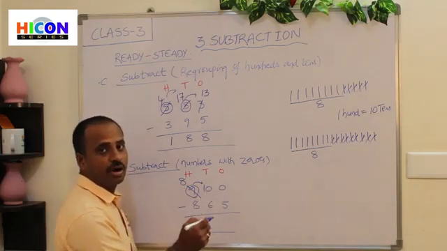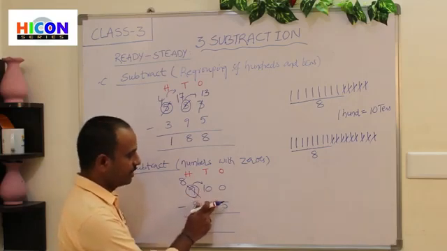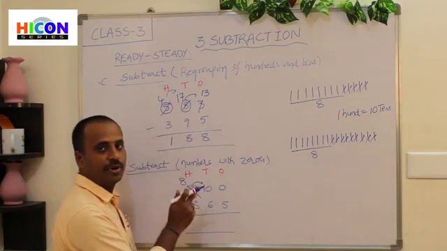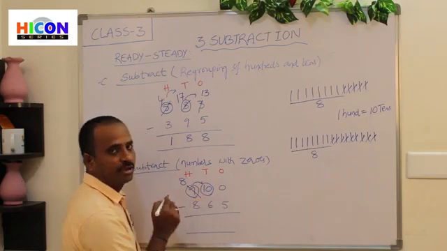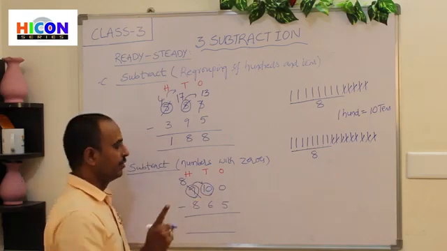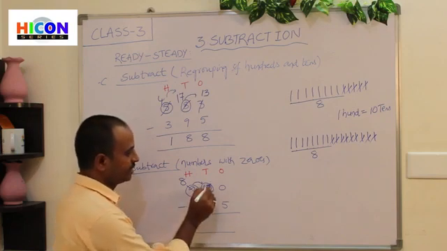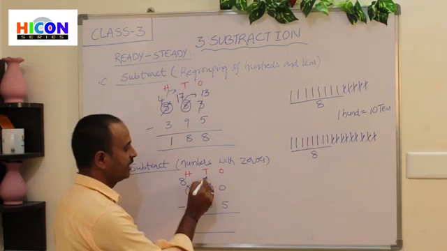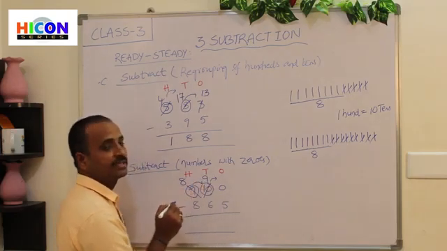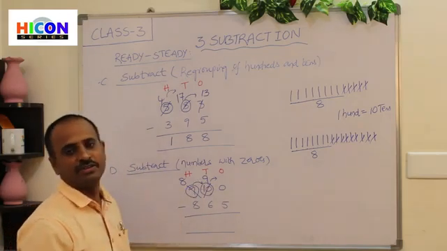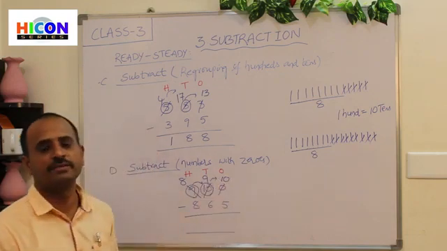Now again borrow from the tens place, because there is a zero in the ones place and you cannot subtract 5 from 0. So now borrow from the tens place, where there are 10 tens. Borrow 1 ten from the tens place. If we borrow 1 ten from the tens place, there will be 9 tens. If we carry 1 ten to the ones place, it will become 10 ones. So there will be 10 ones. So write 10 under ones place.